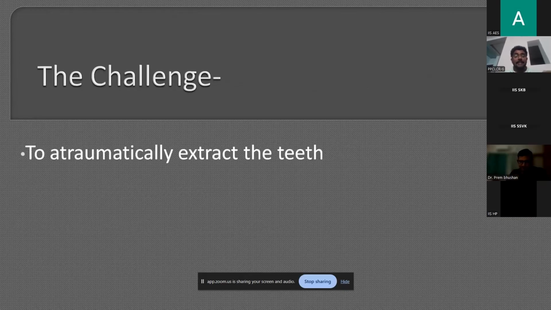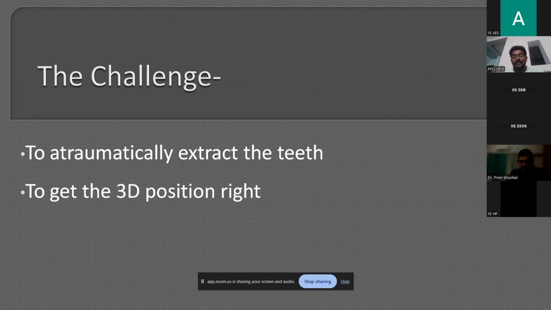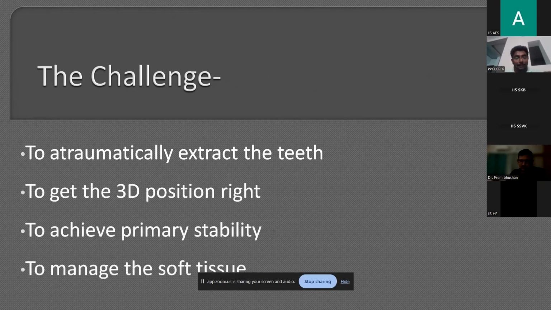Some of the challenges that we may face while doing the immediate implant are, first, the atraumatic extraction. Second is to get the three-dimensional position right. Third is to achieve primary stability. And last is to manage the soft tissue. So my presentation will deal with some ways which I follow in order to bring in all these four key elements.